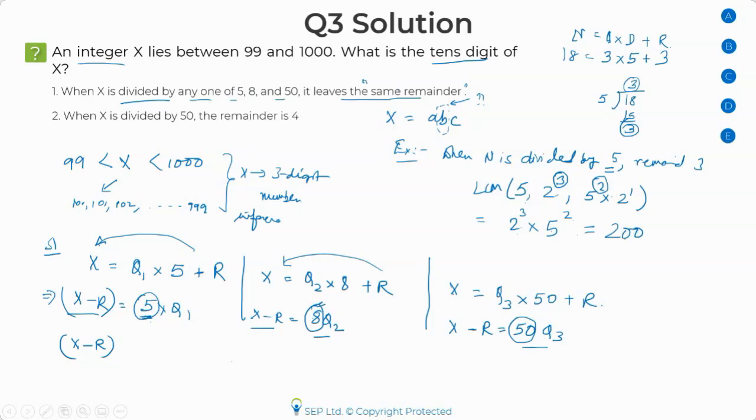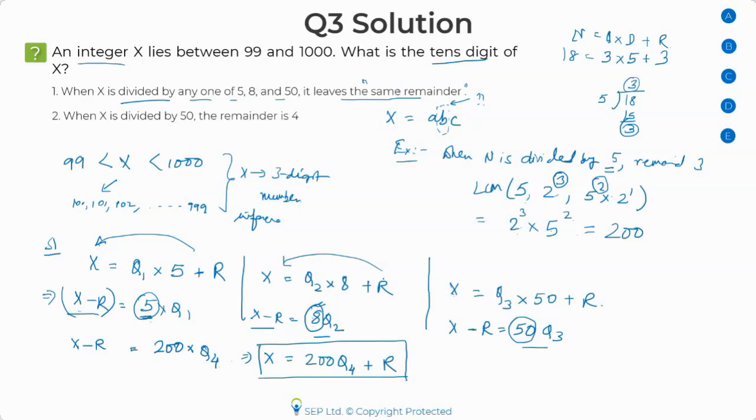Okay. So now you can say that if x minus r is a multiple of all these 3, then x minus r will definitely be a multiple of 200. It's a multiple, so I need to take some other variable. So you can set up your equation like this: x minus r is basically 200 times q4. So x, now I'll take the r to the other side, and say x is 200q4 plus r. Okay, and this is your final representation of x. I hope this part is clear, everyone. If you have any doubts, please feel free to ask.